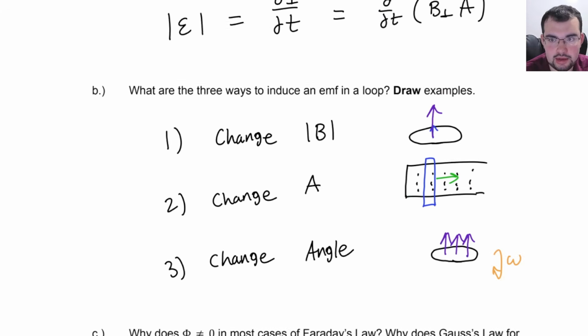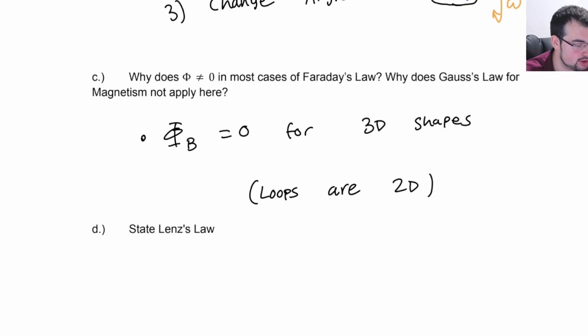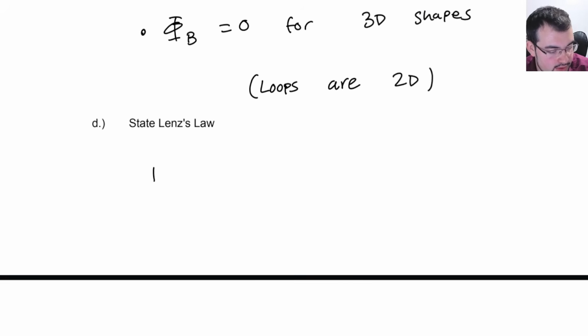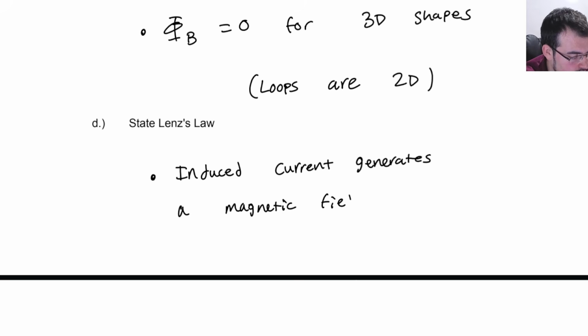What is Lenz's law? Well, Lenz's law says that there's an induced EMF, so there's an induced current. What do we know about that current? Lenz's law says induced current generates a magnetic field that opposes the flux change.